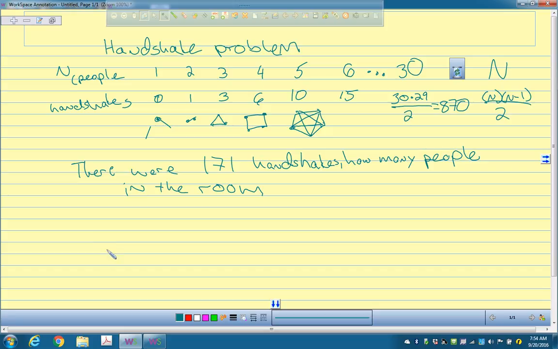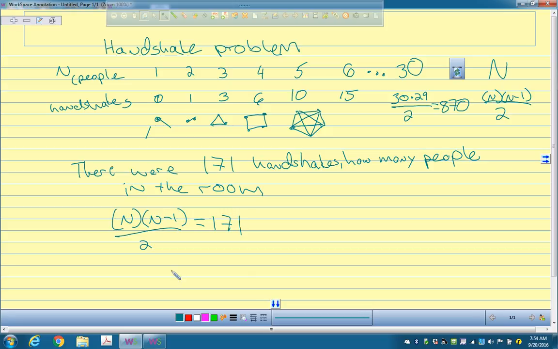You have a formula. Go ahead, Kareem. I was thinking, make an equation. X times x minus 1 equals... Not x times x. I'm going to call it n. Just use a different variable. n times n minus 1 divided by 2 equals 171. Right? So what do I need to do to get rid of that 2 on the bottom?